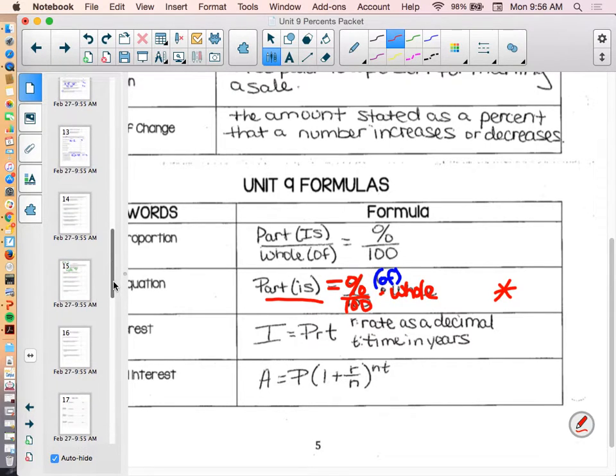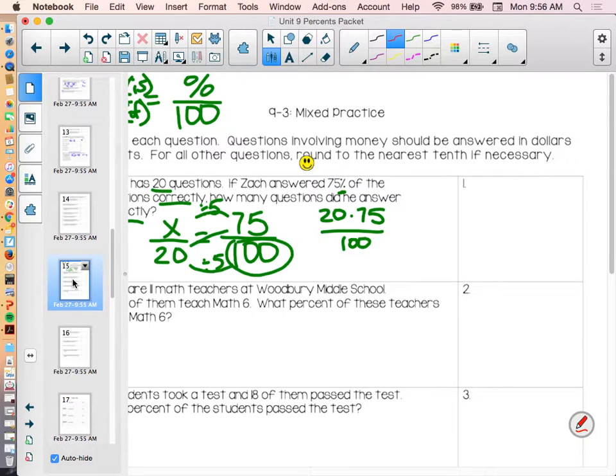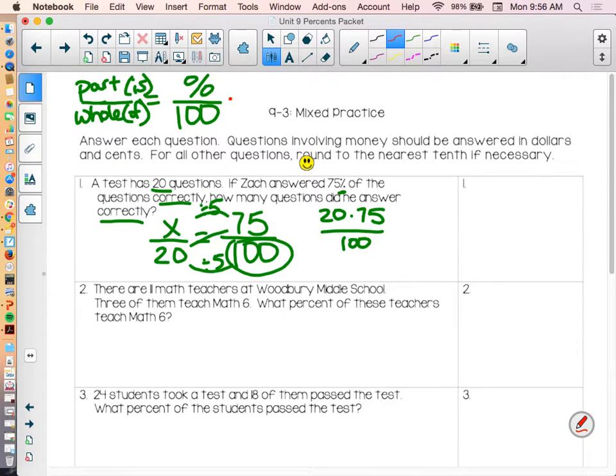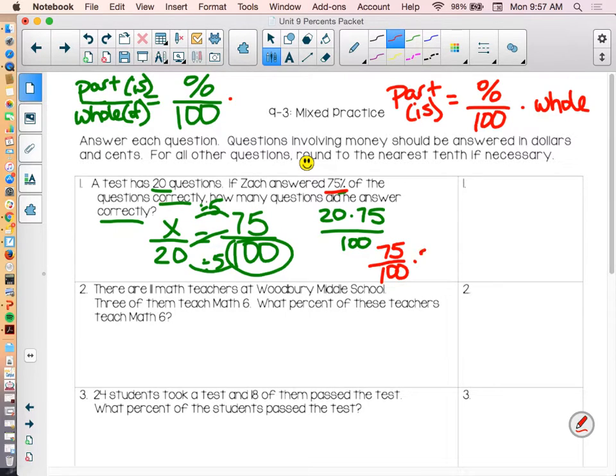And again, if you get confused with many different methods, remember that you can always go back to this percent proportion. But the reason I like this one is because to find the part, you just take the percent and divide by 100 so that you change it to a decimal, and then you multiply by the whole. So for this one, you just take 75% and you would do 75 divided by 100 to change it to a decimal, and then multiply by 20, because that's the whole. You end up getting 0.75 times 20.